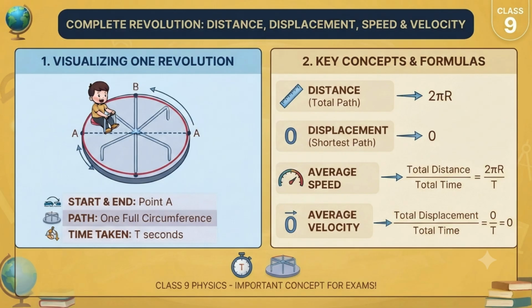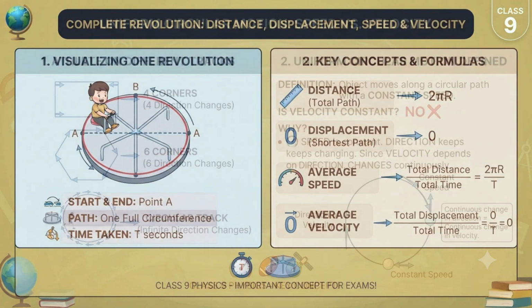Now suppose the child takes t seconds to complete one revolution. The average speed is equal to the total distance traveled divided by the total time taken. So, average speed is equal to 2 pi r divided by t. But what about the average velocity? Since the displacement is zero, the average velocity is also zero. So remember this important point. After one complete revolution, distance equals 2 pi r, displacement equals 0. Average speed equals 2 pi r divided by t, average velocity equals 0.